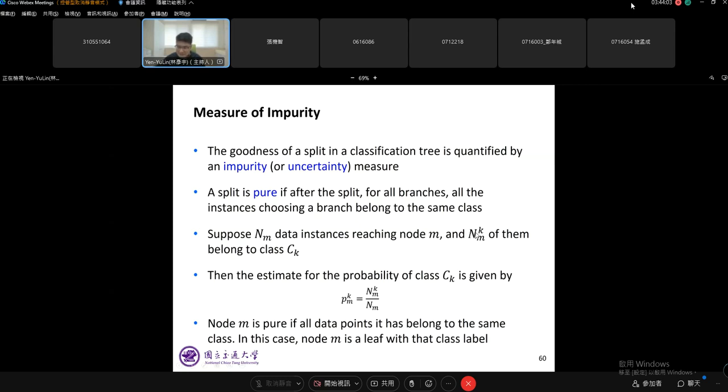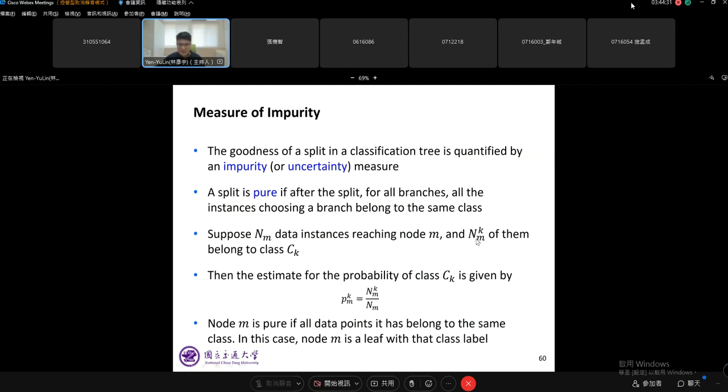Let's consider another notation, N_m^k. There is a superscript here. K is used to indicate category. So the meaning of N_m^k is the number of data points that reach node M and belong to class C_k. So this is the meaning of N_m^k.